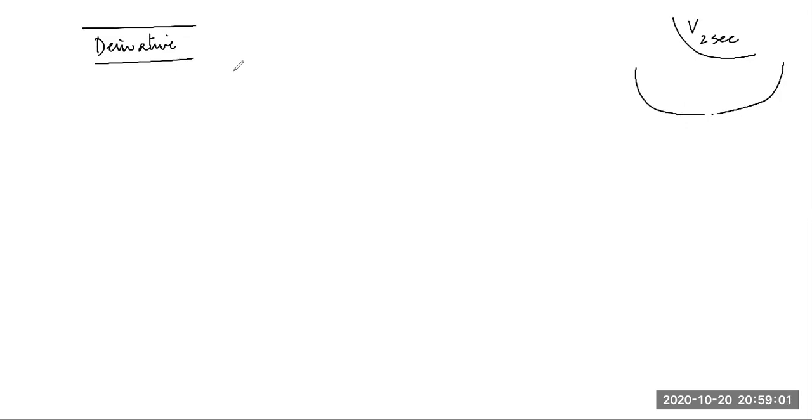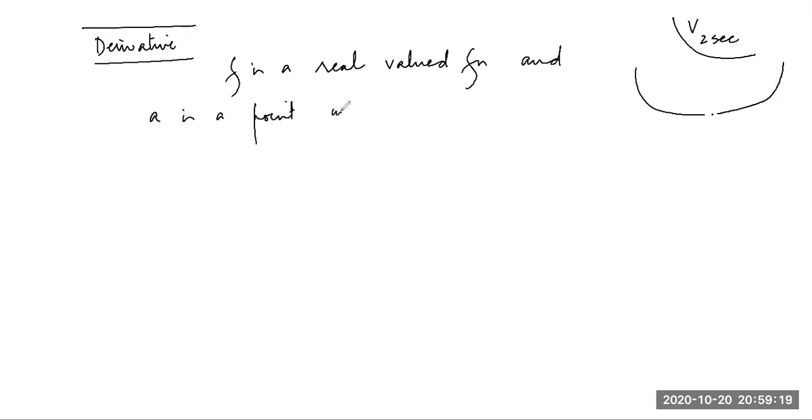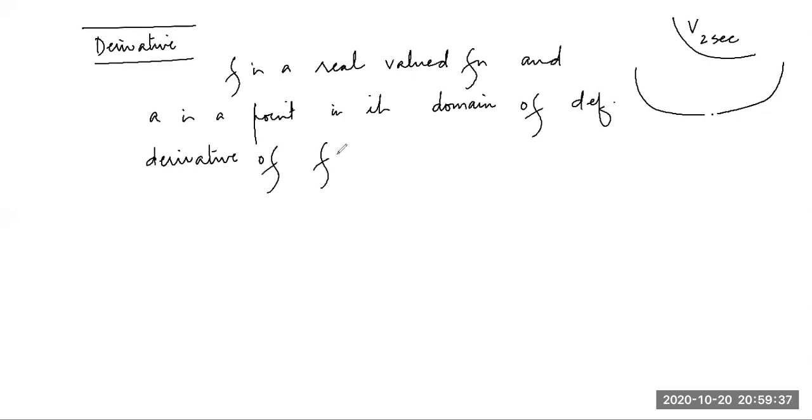It says, definition, derivative: if f is a real valued function and a is a point in its domain, meaning the inputs of definition, then the derivative of the function at a is defined as, very important thing, limit h approaches 0.